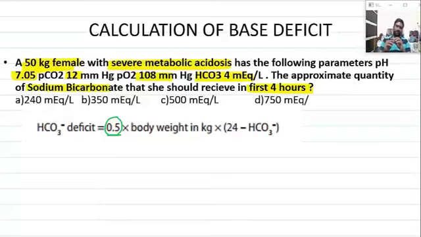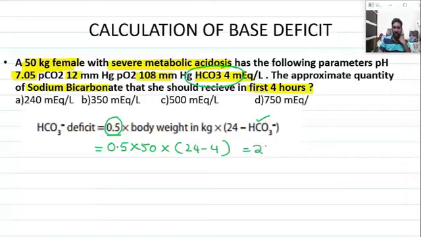But in an emergency, if you want to calculate, you can use the value 0.5 for both, no issue. So 0.5 into body weight. How much is the body weight? 50, into 24 minus 4. So 4 is the bicarbonate here. So 0.5 into 50, it will be about 25. So 25 into 20. So it will be 500.